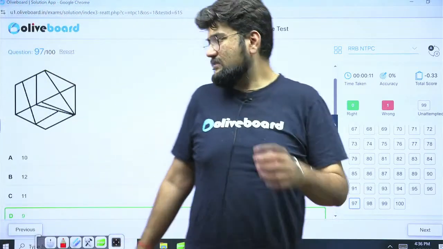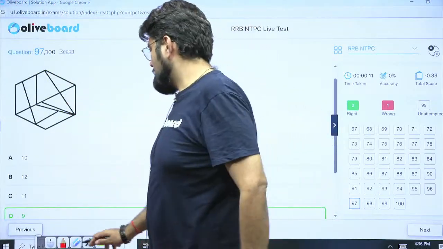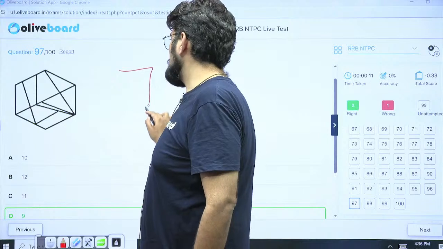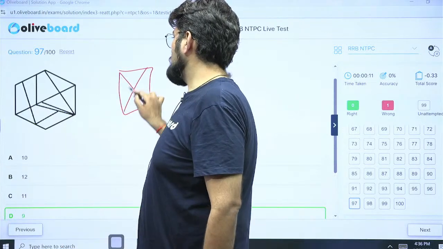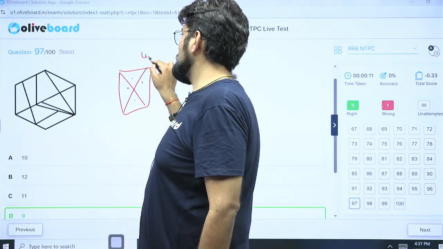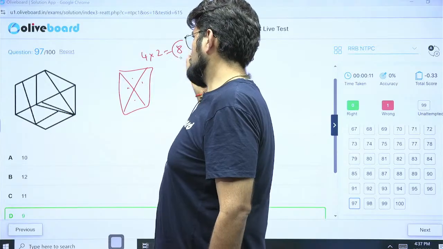Okay. Why did I count this as 5? So you can remember this result. Like I have taught, if a square is divided by number of diagonals, we just count the number of parts and multiply it by 2 to get the number of triangles.